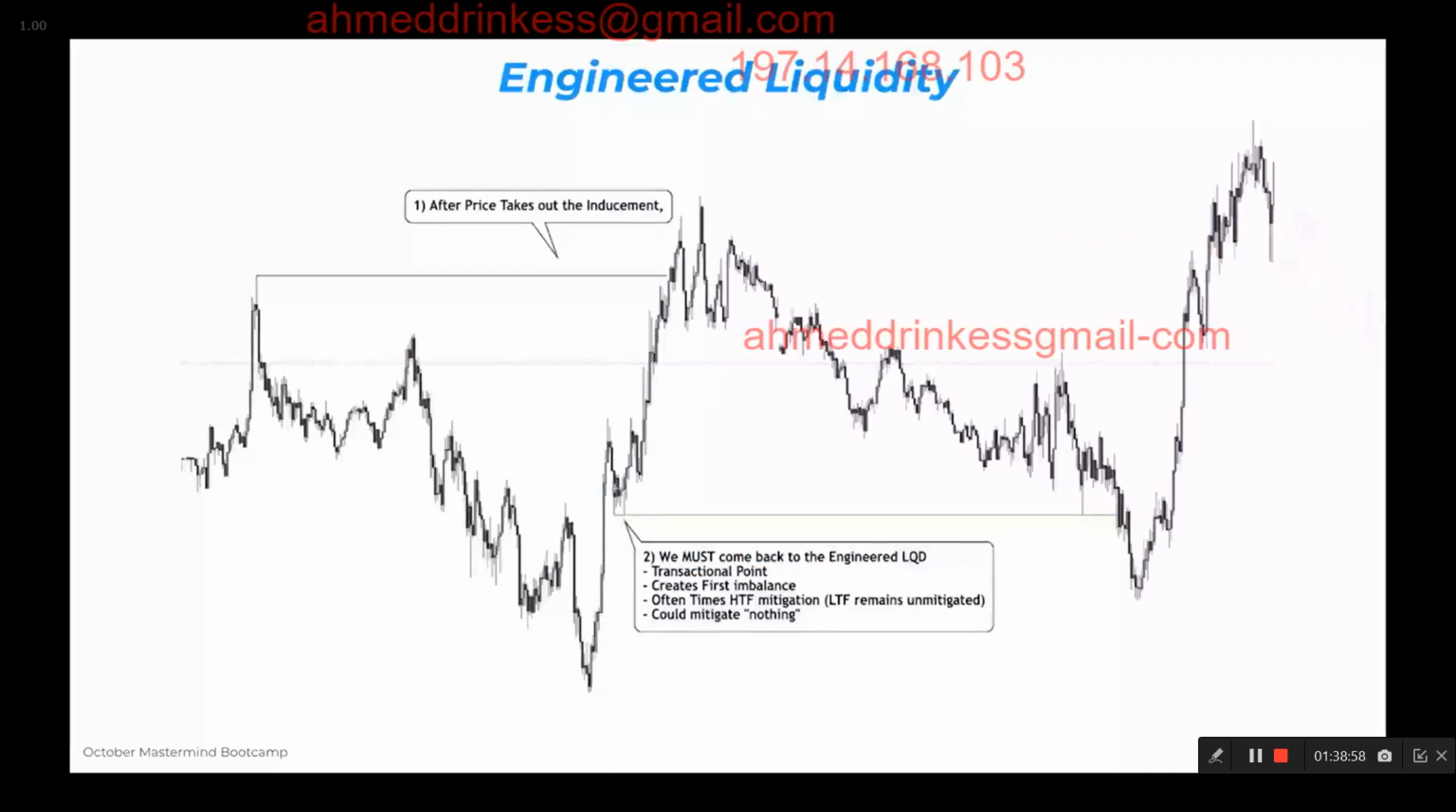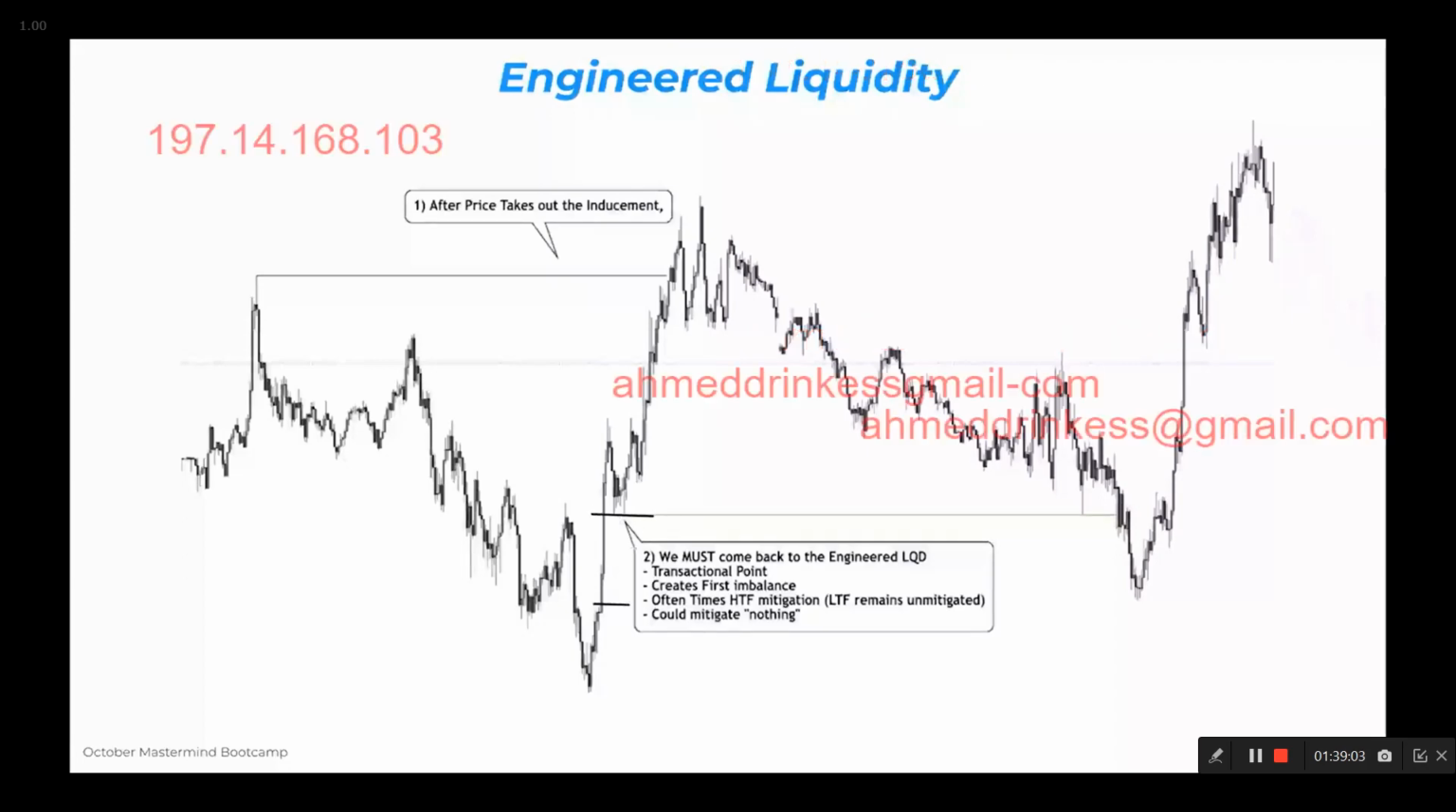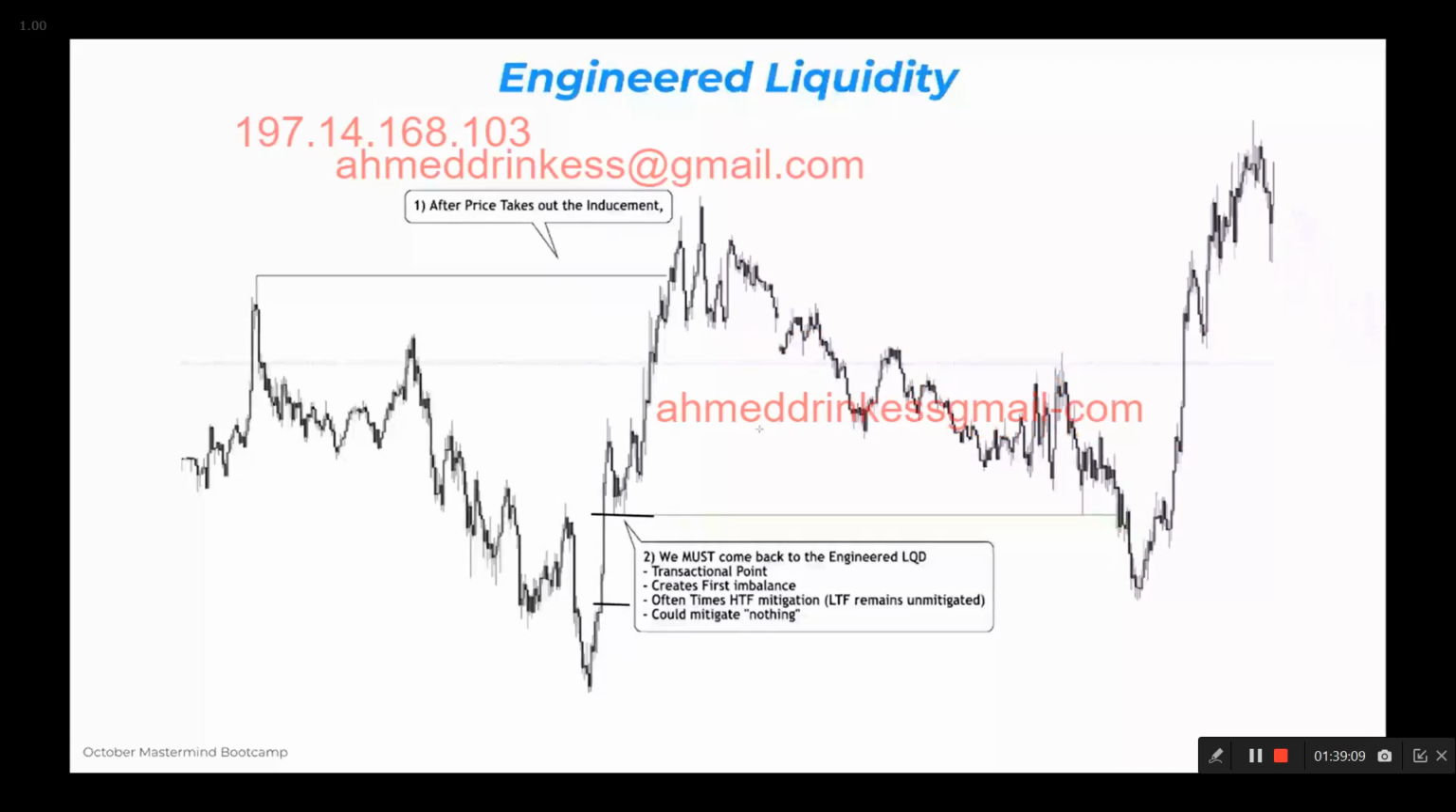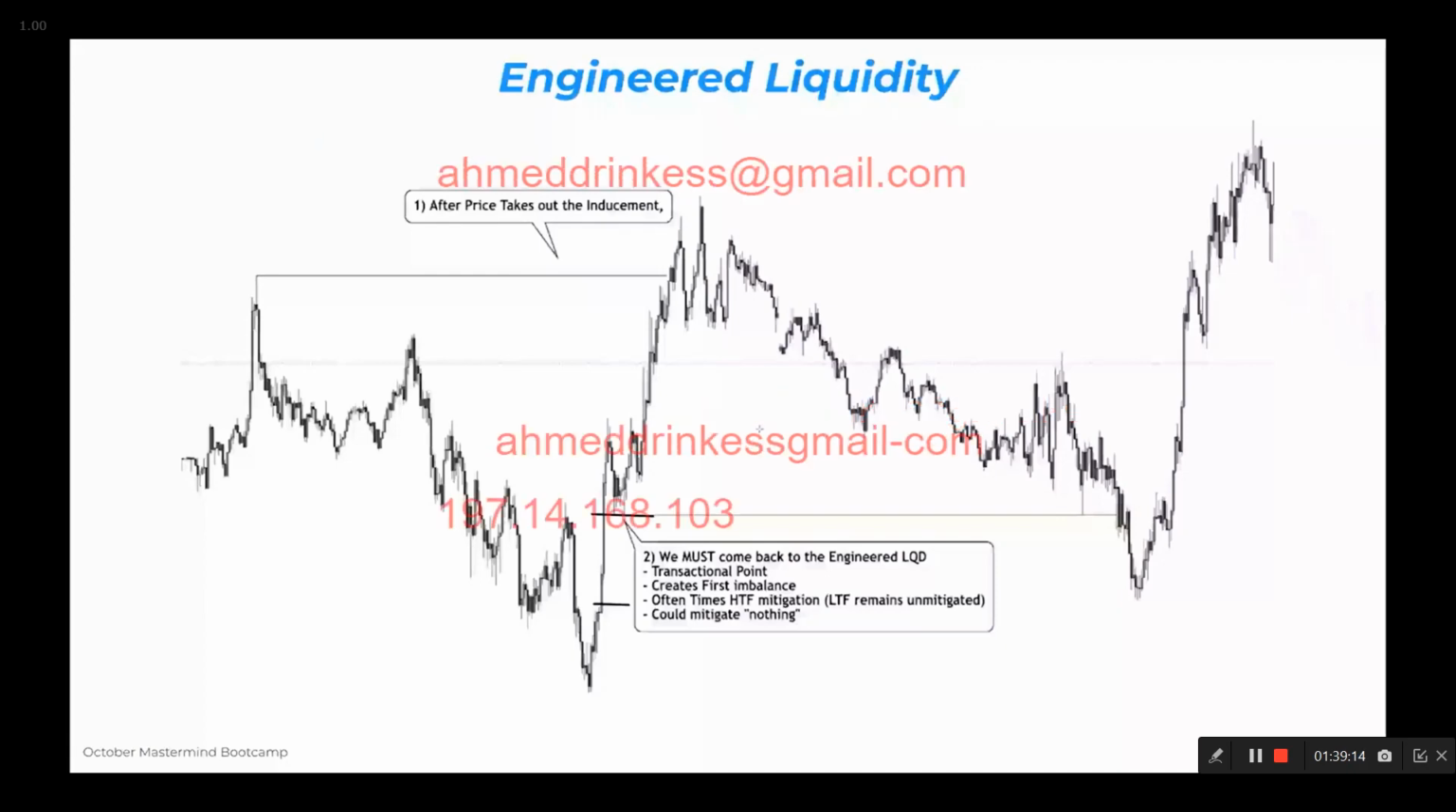Where's the first major imbalance? We see that it's all right here. Yes, you have this, don't worry about that. Your point of engineered liquidity is not one candle. It has to create order flow or some mitigation afterwards.